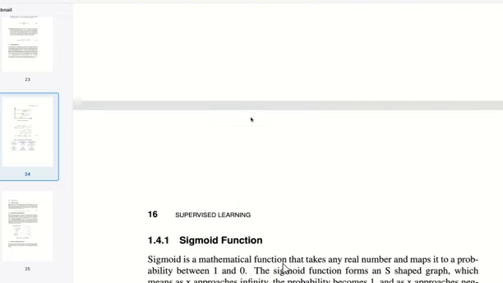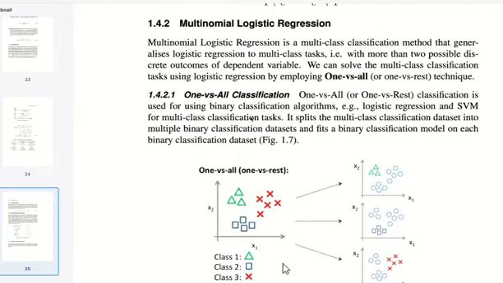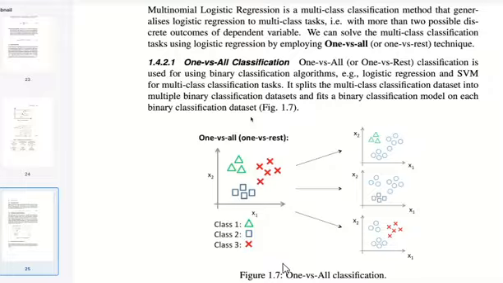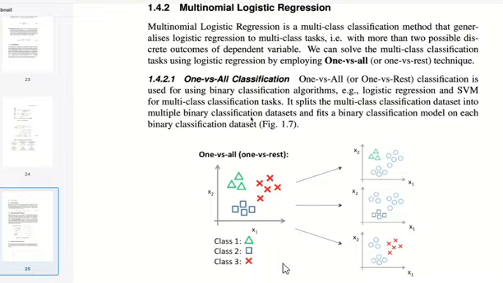Then we can move to the next concept called multinomial logistic regression. In multinomial logistic regression, we apply logistic regression for multi-class classification tasks. Normally, logistic regression is designed for binary class classification tasks, but now we are trying to apply this binary classifier to multi-class classification tasks. So how do we solve the problem? Here we have the solution.